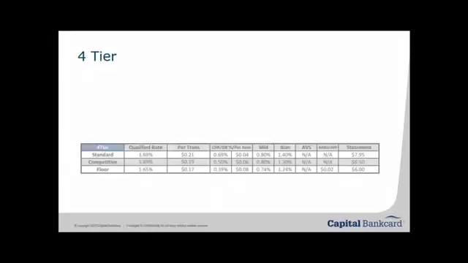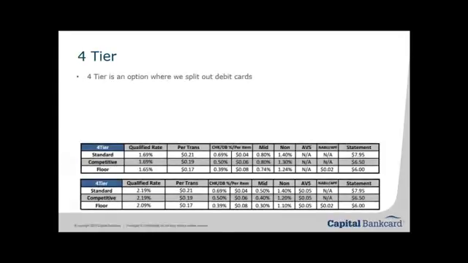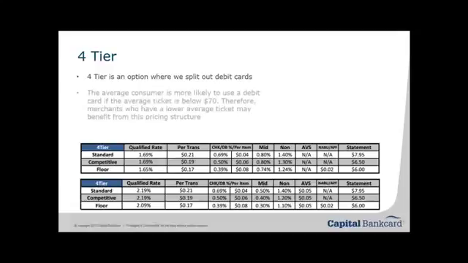Now let's talk about 4-tier pricing. 4-tier is an option where we split out debit cards. This is also referred to as split credit and debit pricing. This structure essentially charges your merchant a good bit less than the standard qualified rate for any offline debit cards that they accept. When we say offline debit, that means it's just a debit card ran as a credit, so there's never a PIN entered.